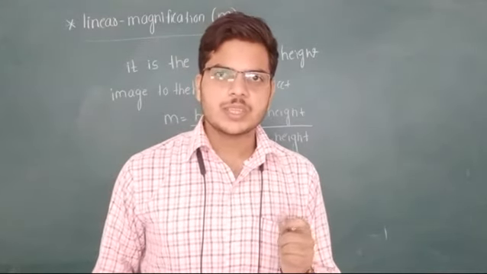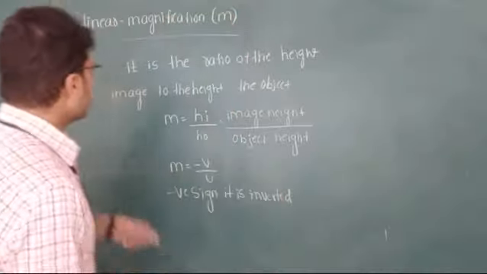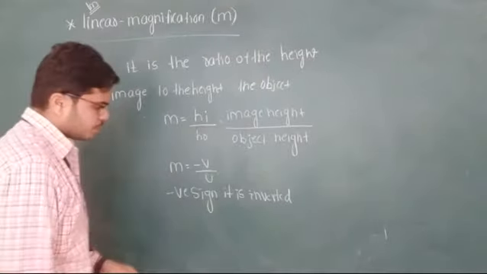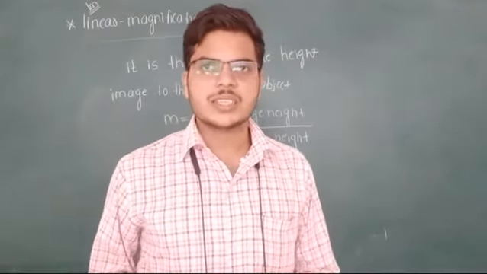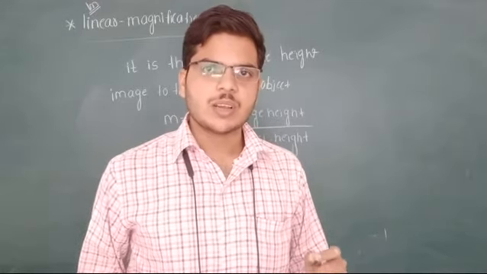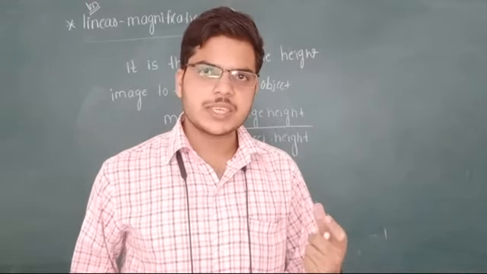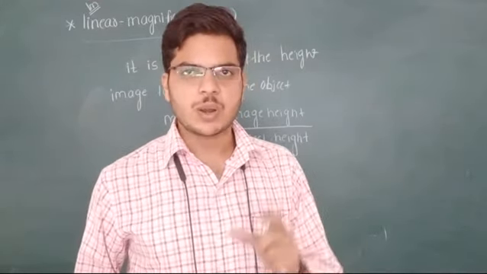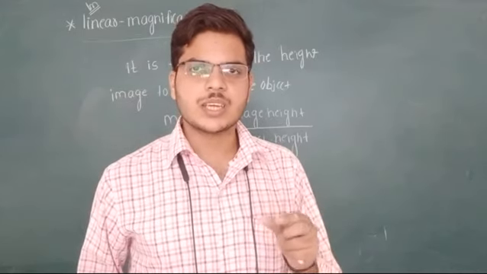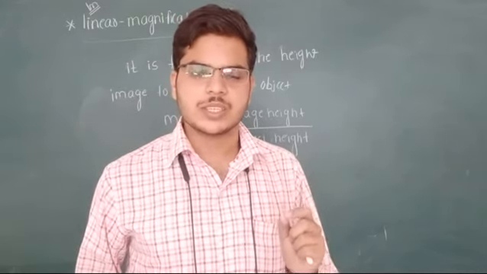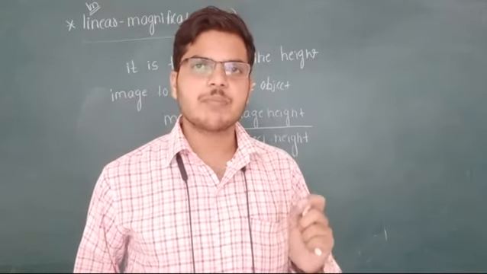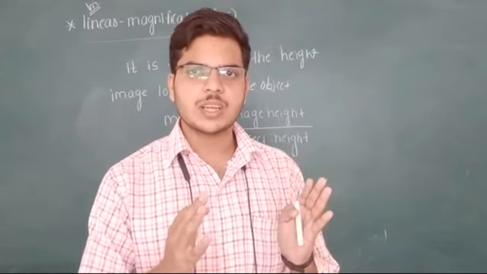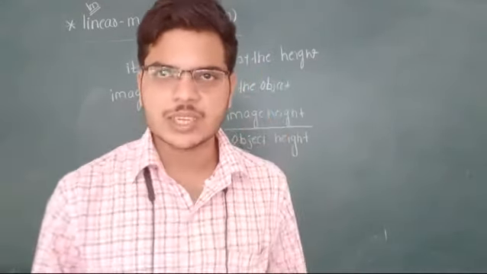Therefore, there is one terminology called linear magnification. It is one more very important question. Linear magnification tells us by what factor the image is bigger compared to the object, or how much smaller the image is compared to the object. That is known as magnification. Linear magnification means here we are seeing only the height, not the width of the image.